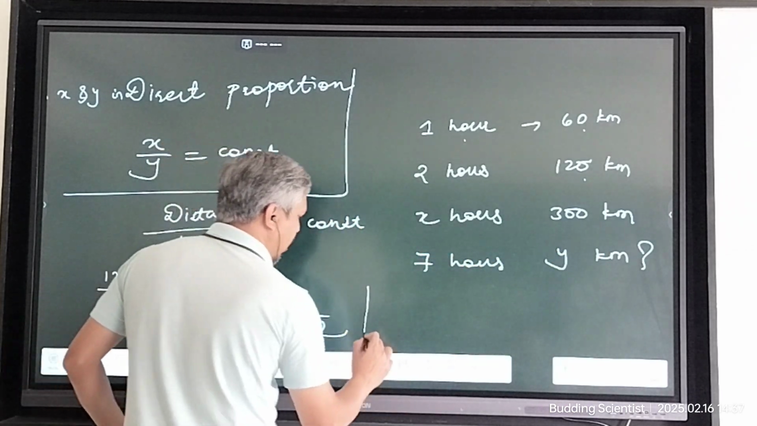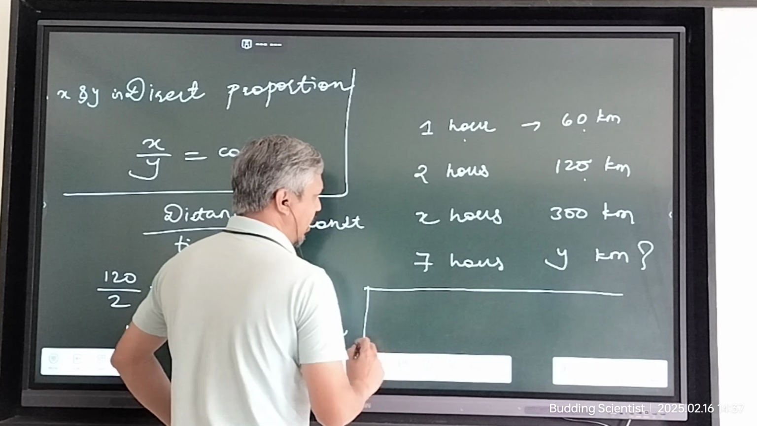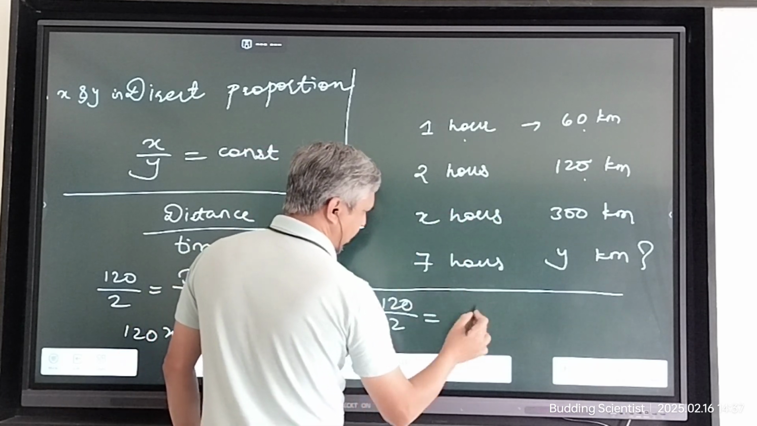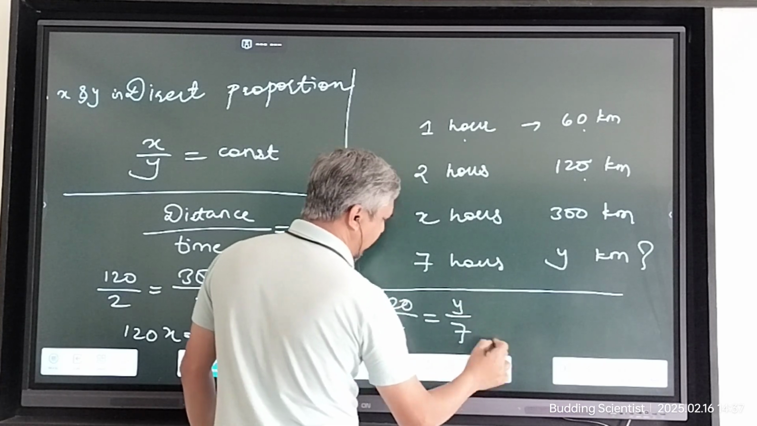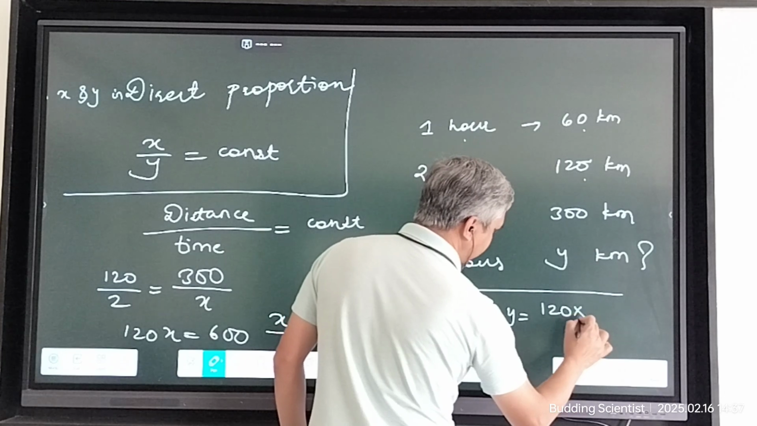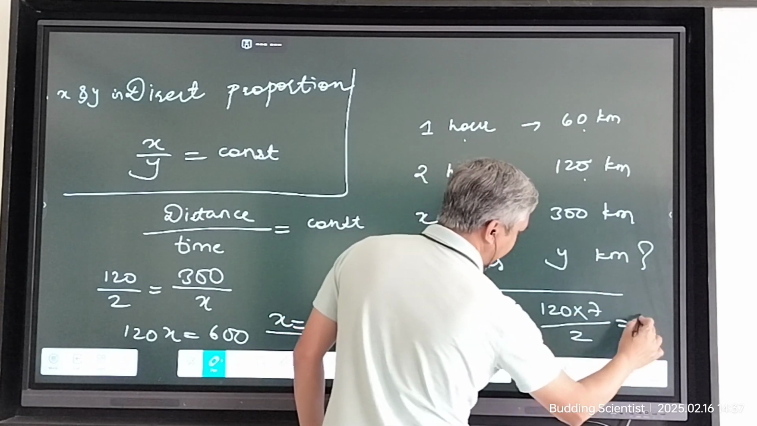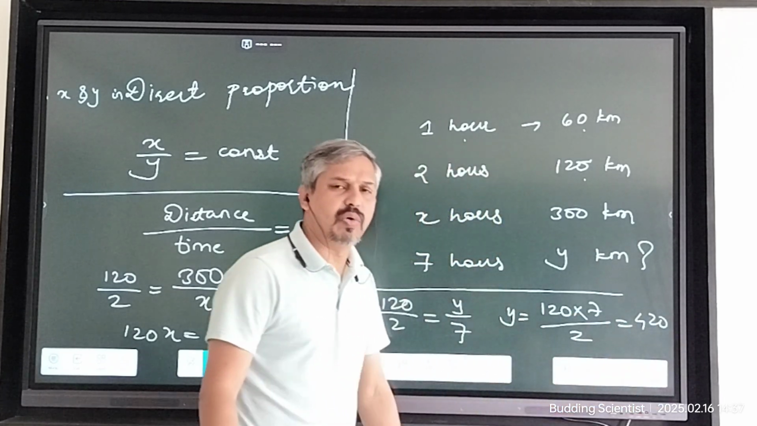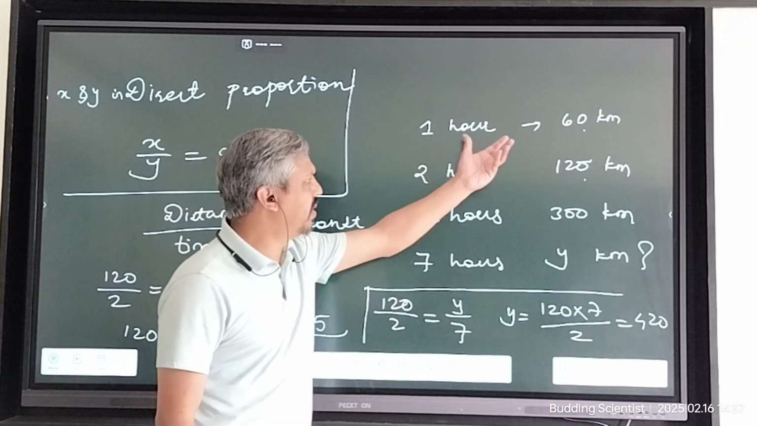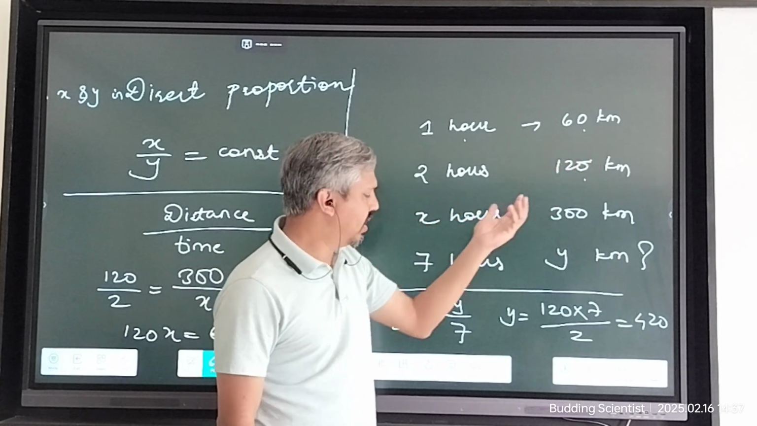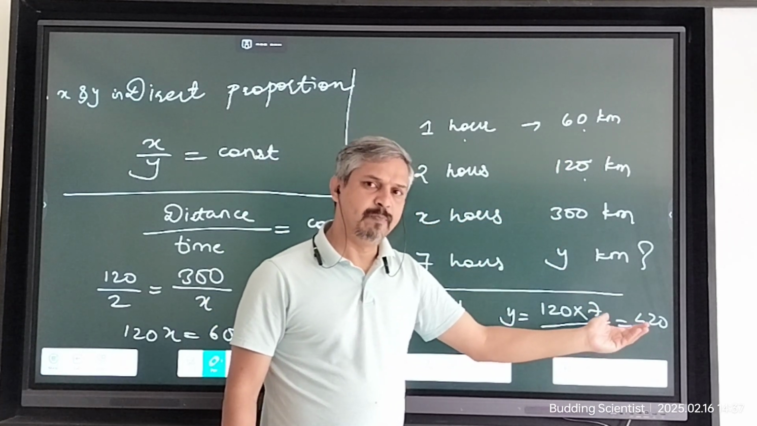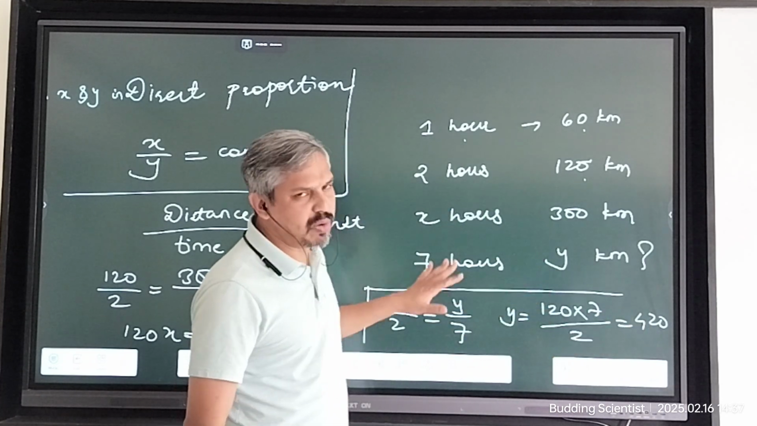For the second part, what is unknown here? y. So I'll write 120 upon 2 is equal to y upon 7. Cross multiply. y is equal to 120 into 7 upon 2, which is 420. 420 kilometers is the distance traveled. We can check that: if the speed of the car is 60 kilometers per hour, then in 7 hours it will travel 420 kilometers. So this is about direct proportion.